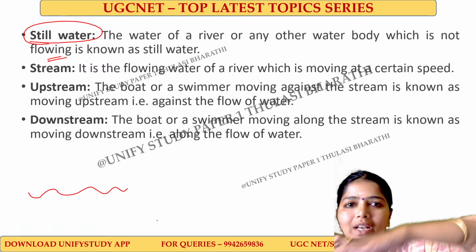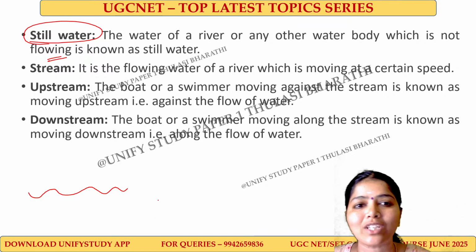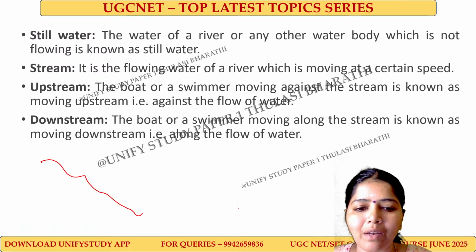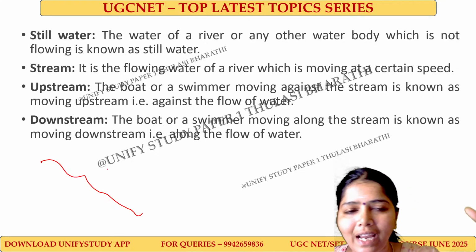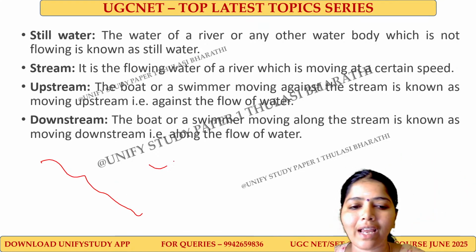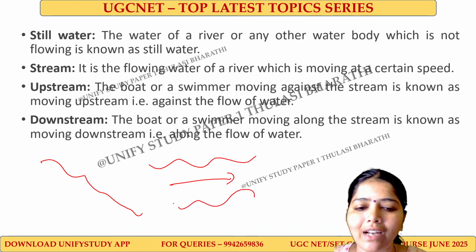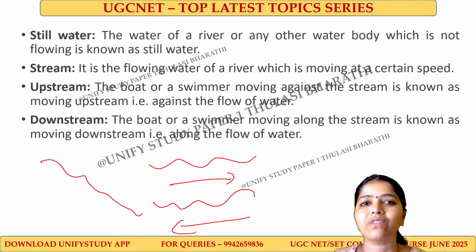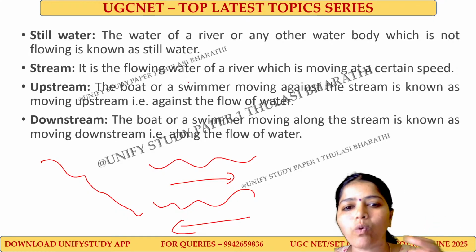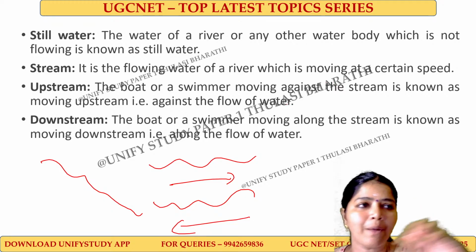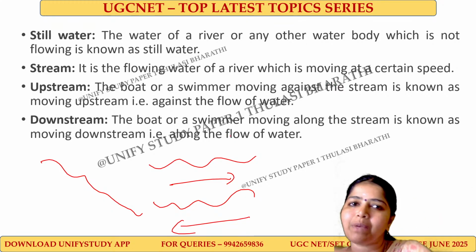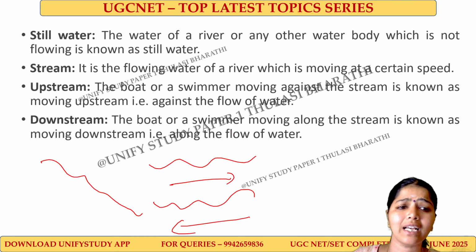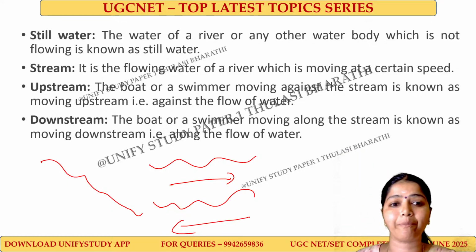Stream means something moving across, some flow, right? That is called stream. Either it can flow from top to down, or it can go in this direction or that direction. Somewhere there will be a flow of that water body, and that we call a stream. It's the flowing water of a river which is moving at a certain speed. Whenever something is moving there will be a speed related to it, and that we call the stream speed. Clear?